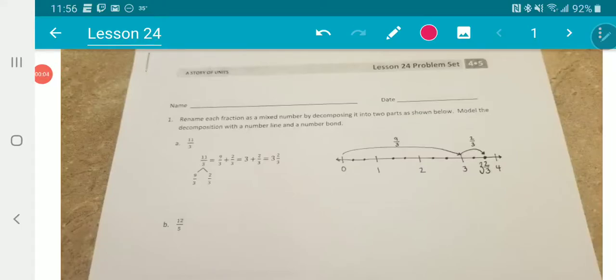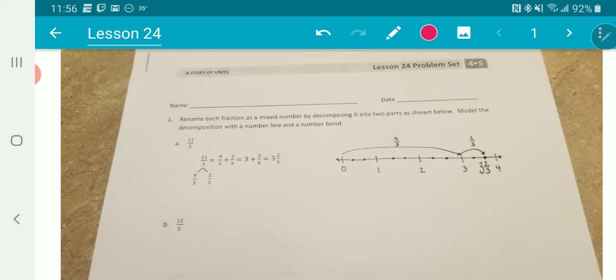Today, for our math lesson, we are going to be looking at changing improper fractions into mixed numbers. But we are going to be using a different strategy today, different than just the number bond, and I'll show you why. Okay, so what you're going to need today is the lesson 24 problem set and a pencil.